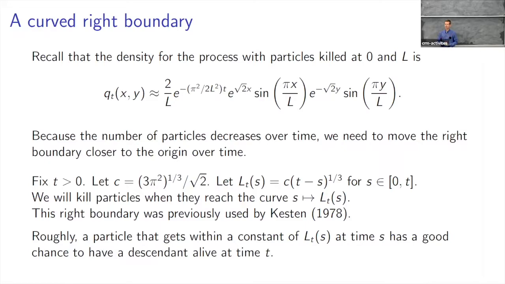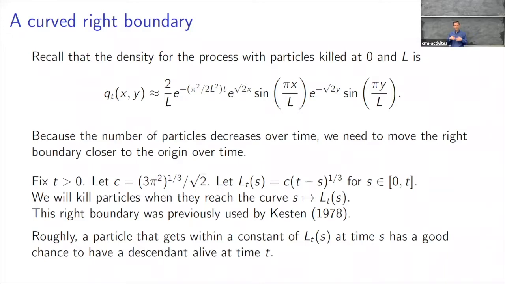Now, one way to apply truncation, which we discussed before, was to fix some large positive number L and then kill particles that reach either 0 or L. And so this leads to branching Brownian motion in a strip. And we saw last time that the density for branching Brownian motion in a strip can be approximated by this expression here. So this means that if we start from one particle at x, then the expected number of particles in some set A at time t is well approximated by the integral of this expression here over the set A.